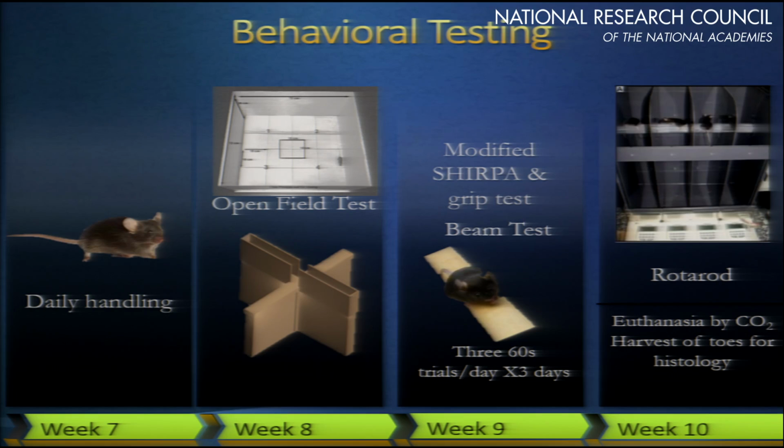Starting at week 7, the animals were handled, and then, as you can see here on the slide, a number of different behavioral tests, including an open field test, elevated plus maze. Then we did the modified SHIRPA. We did a grip test, beam test, and then finally a rotarod test. And then at the end, the animals were euthanized, and we looked at toes for histology.